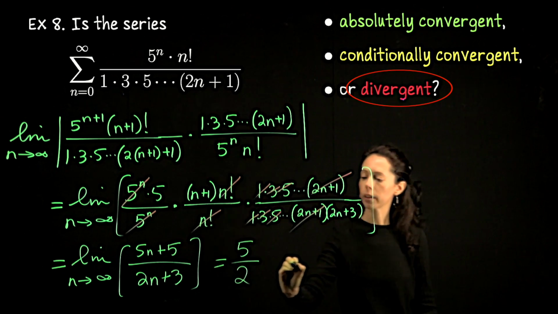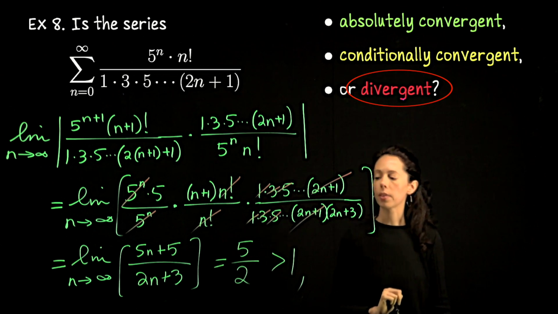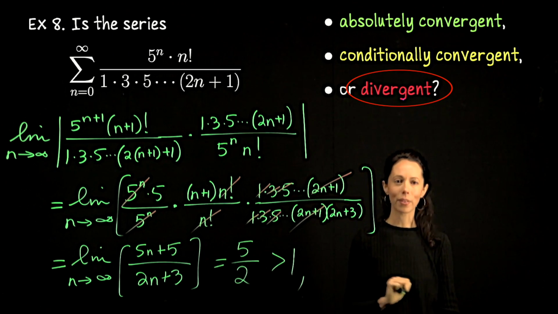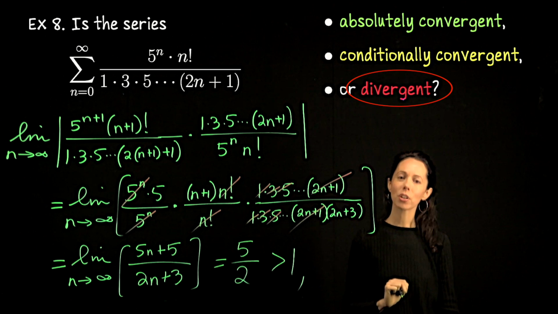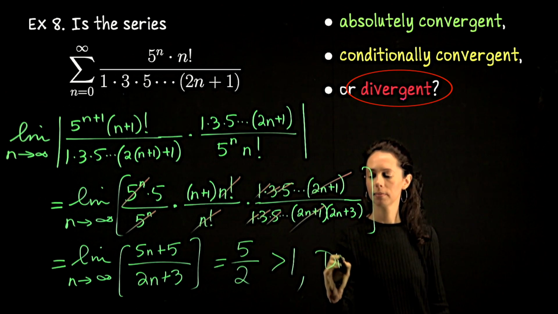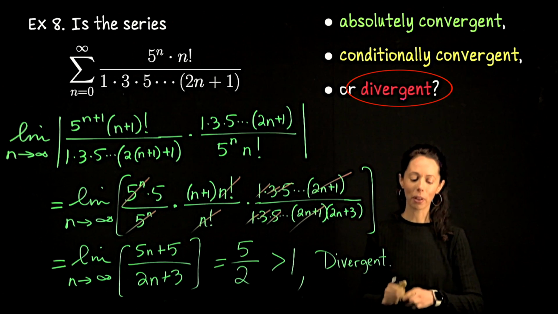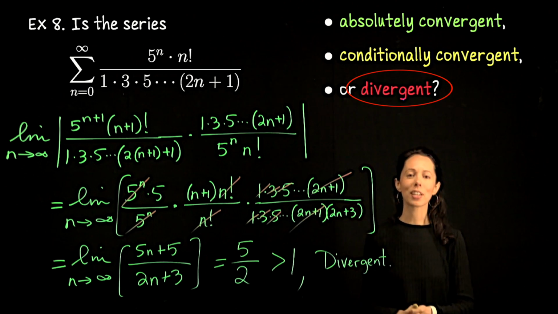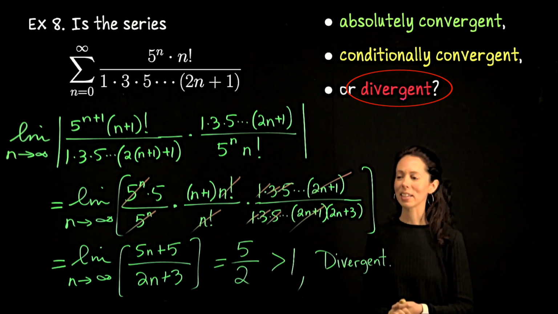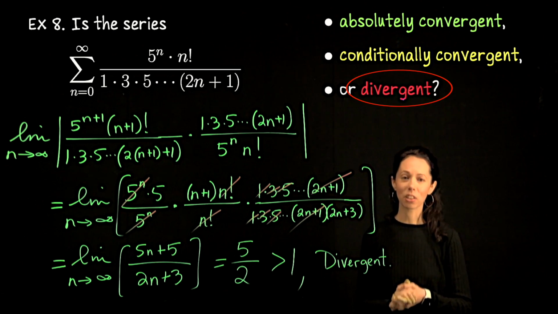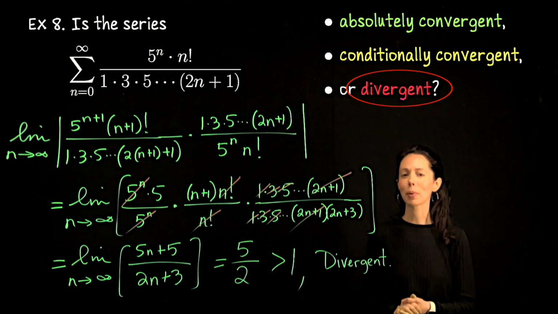That's a number which is bigger than 1. So that tells us, by the ratio test, that our original series was divergent. Okay, so that wraps up our last example. I hope you enjoyed seeing these computations. Again, I think with practice and developing an instinct to look for certain kinds of cancellation, the ratio test is a pretty fun test to apply.